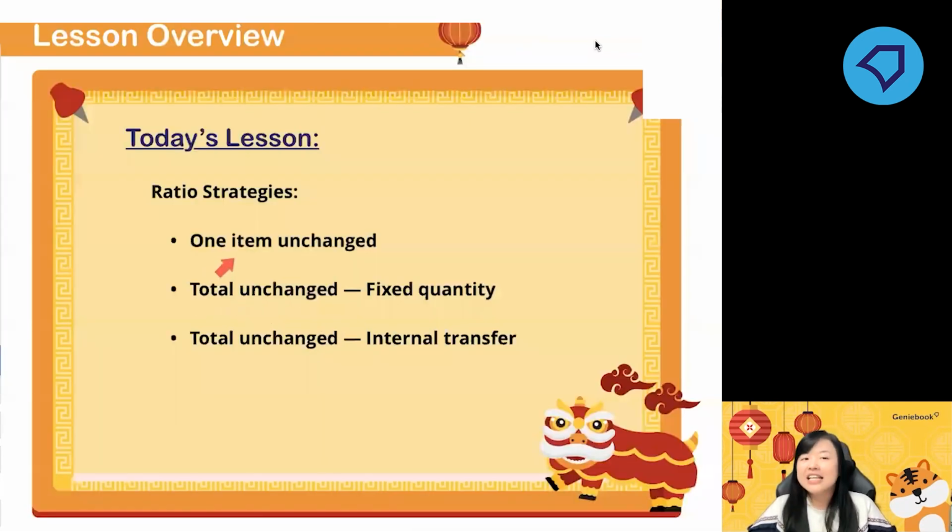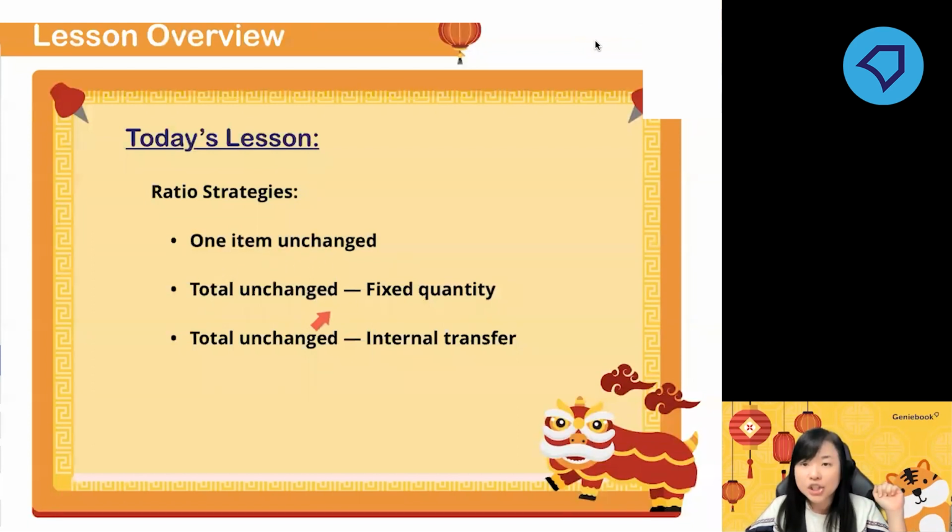Now, let's look at what we are learning today. Today, we are looking at ratio strategies. Some of you might have already known this because this is brought down from P5. One item unchanged. Total unchanged for fixed quantity, total unchanged for internal transfer. So just a quick one for one unchanged. In your question, you should look out for that one thing that is unchanged. No difference, no touching, no decreasing, no increasing of that item. So that item will be unchanged.